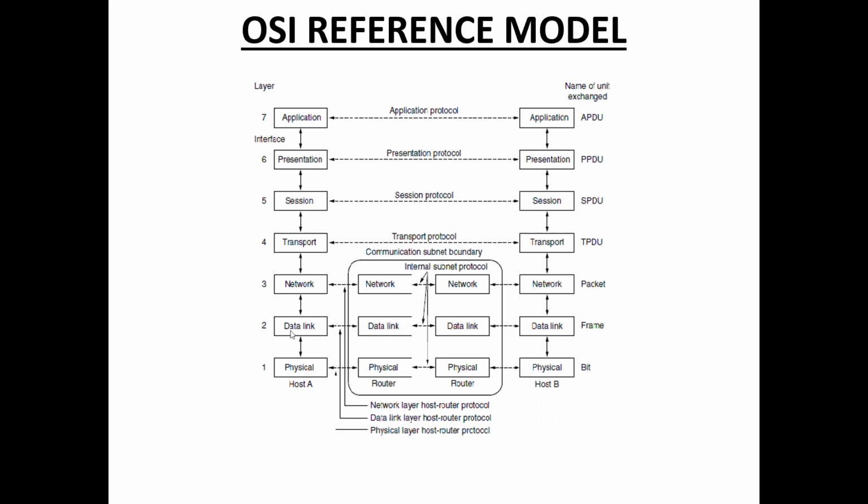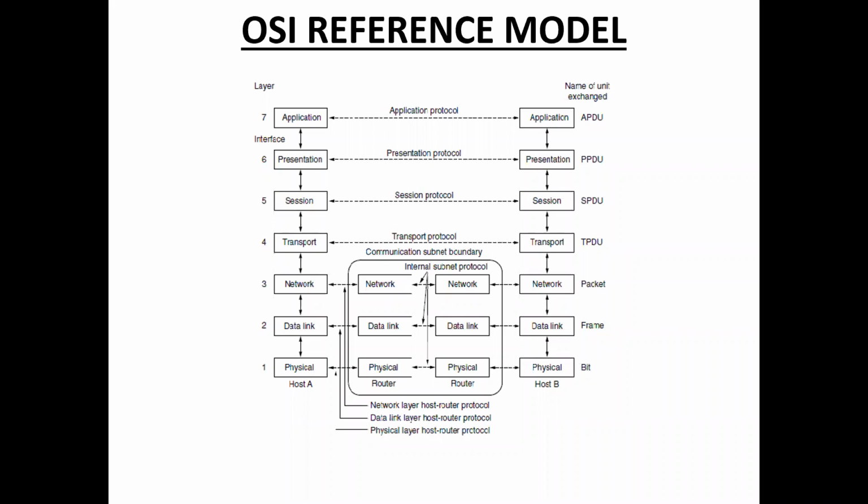This data link layer is divided into two sublayers: logical link control and medium access control. In the data link layer the data is in the form of frames, and the main responsibility of the data link layer is to make sure that the data transfer is error free from one node to another node.